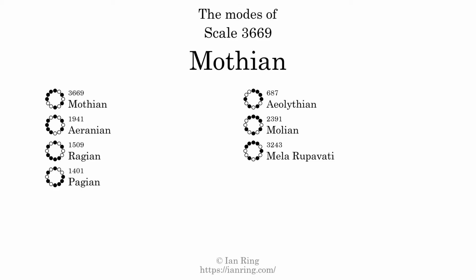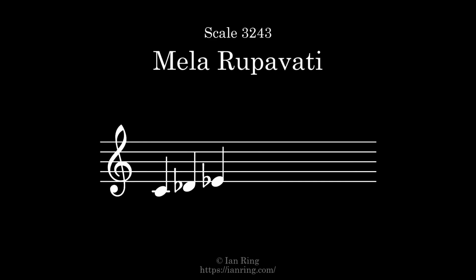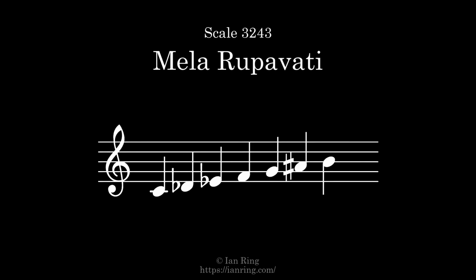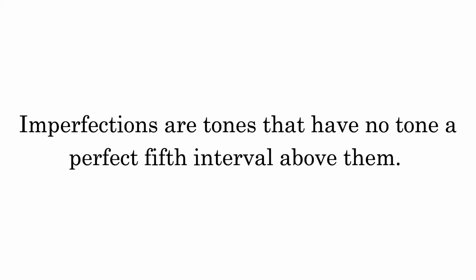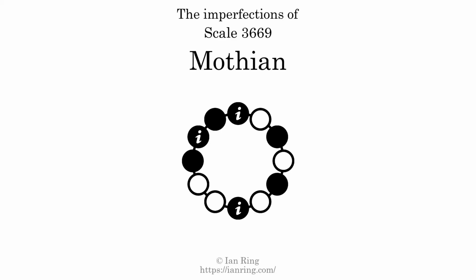The seventh and last mode is scale 3243, also known as Mila Rupavati. It sounds like this. Imperfections are tones that have no tone a perfect fifth interval above them. This scale has 3 imperfections. They are at positions here, here, and here.